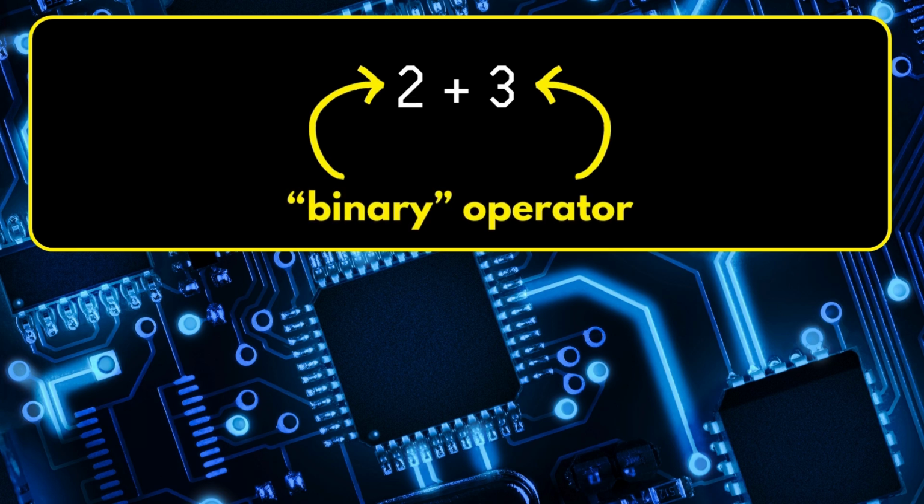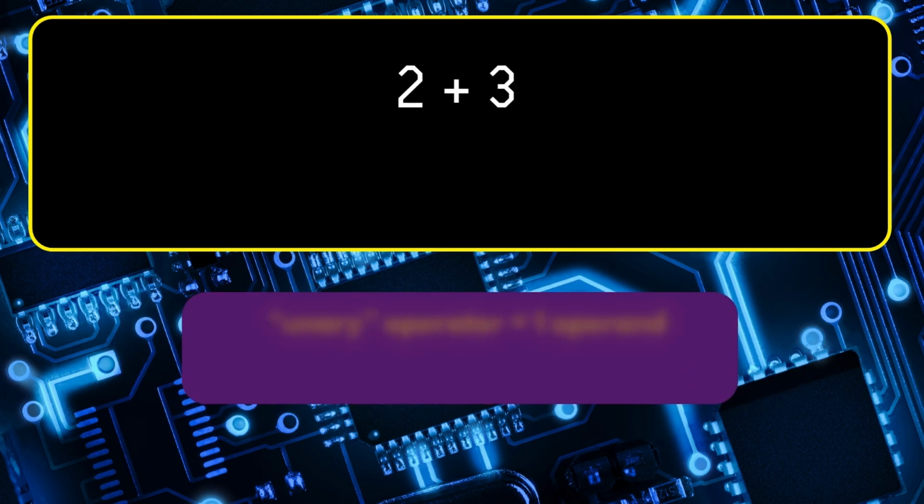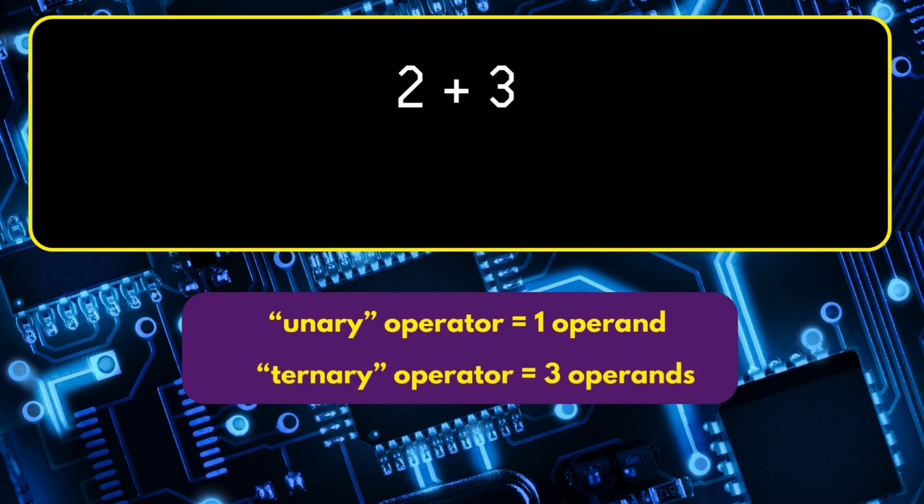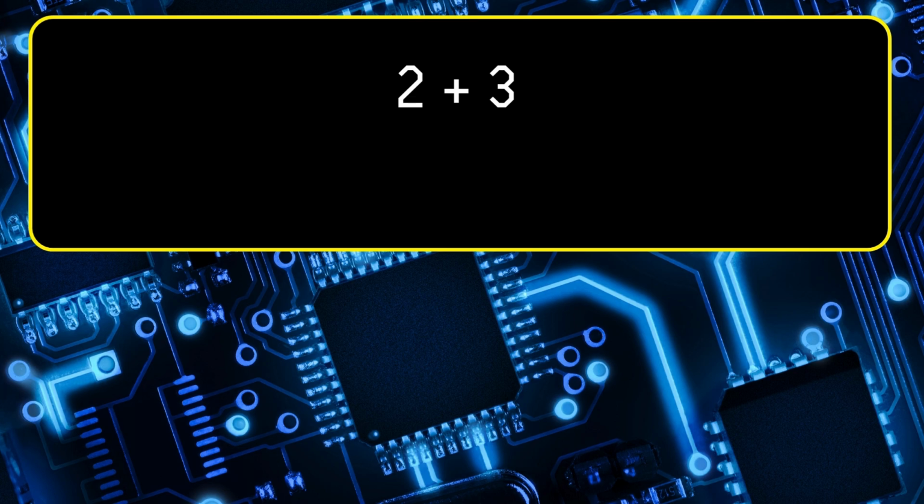While we won't look at them in this video, there are operators that take only 1 operand, and those are called unary operators. And an operator that takes 3 operands is a ternary operator. And you thought you weren't going to learn anything interesting today. So the addition operation consists of a number, the plus symbol, and another number.